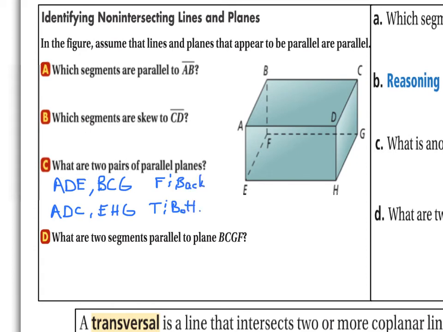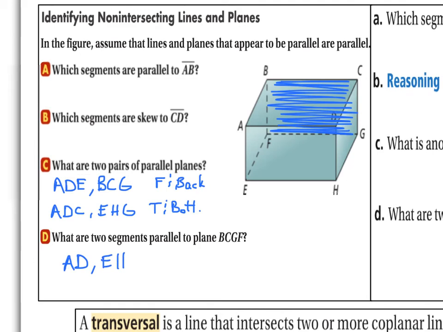All right, what are two segments parallel to plane BCGF? Okay, let's talk about BCGF. BCGF is the back of the box back here. Okay, and we want two segments that are parallel to the back of the box. So, two segments that I could use are segment AD, and segment EH, which are on the front. These two segments right here are parallel to the back of the box. Okay? Two segments parallel to that plane. You could also use HD and AE as well.